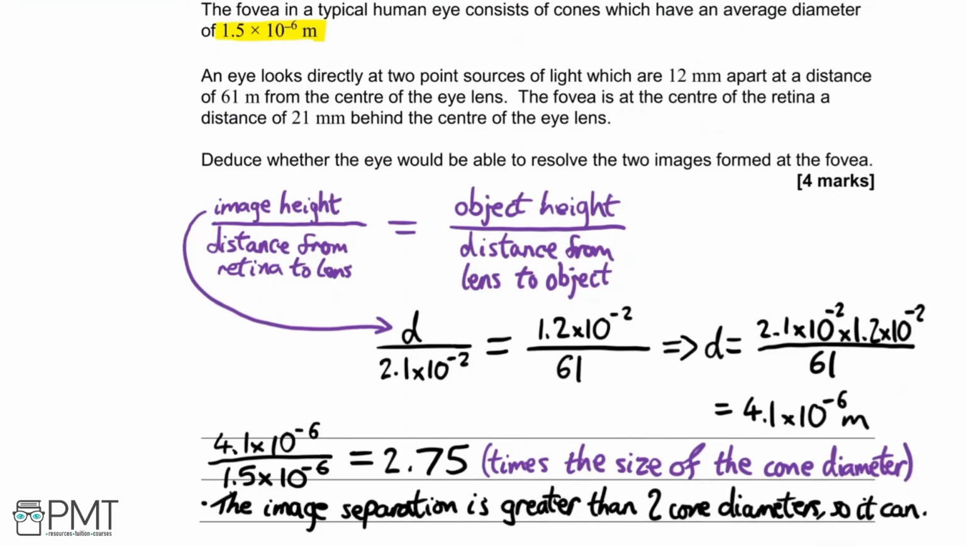So in terms of marks for this question, our first mark will be for using the ratio of the image heights and object heights, with the numbers correctly substituted and the unknown correctly identified. Our second mark will be for correctly calculating the separation of the images, or the image height as we could also call it. Our third mark will be for calculating the ratio of the image separation to the average diameter of a cone. And our fourth mark will be for comparing this ratio to the required ratio for 2 images to be resolved and making a conclusion. So 4 marks there.